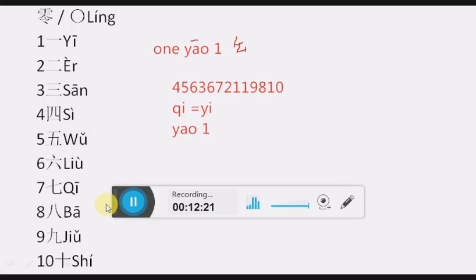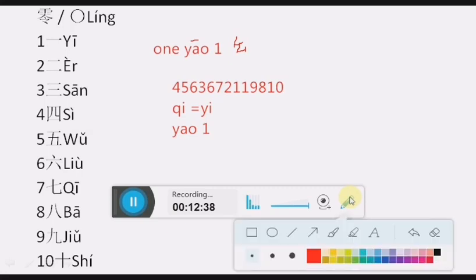Imagine if someone is telling you a number in a very noisy environment, then qi is similar in pronunciation to yi. For example, 8891400. I'm taking a random number here. Ba ba jiu yi si ling ling. Ba ba jiu qi si ling ling. So yi and qi are almost similar in pronunciation.